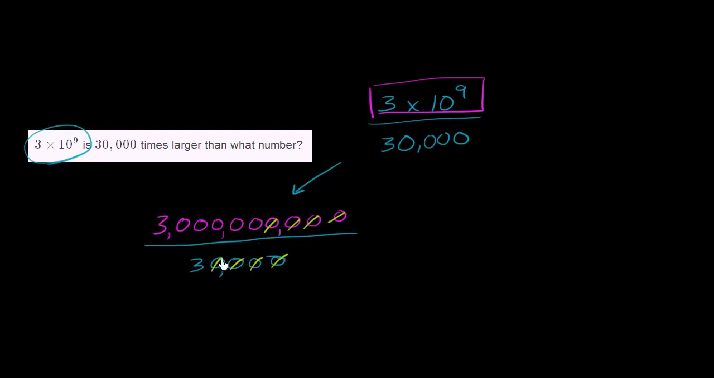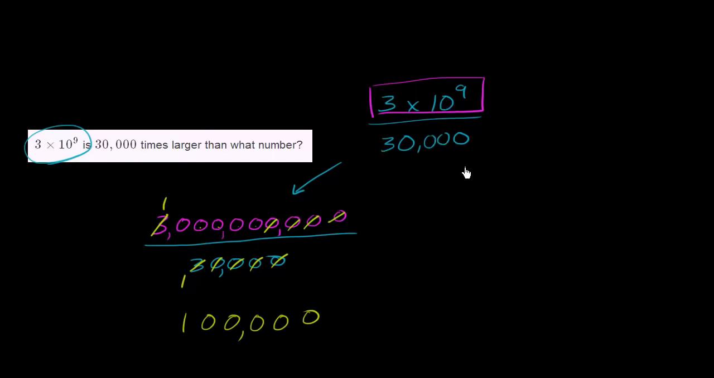And now let's divide the top and the bottom by 3. So this would become a 1, and this would become a 1. So on the bottom, we're just left with a 1, and we'd have 1 followed by 1, 2, 3, 4, 5 zeros, or 100,000. Now let's write both of these in scientific notation.